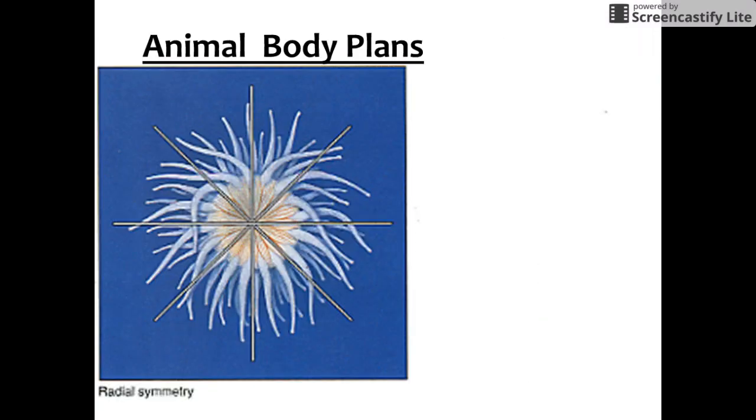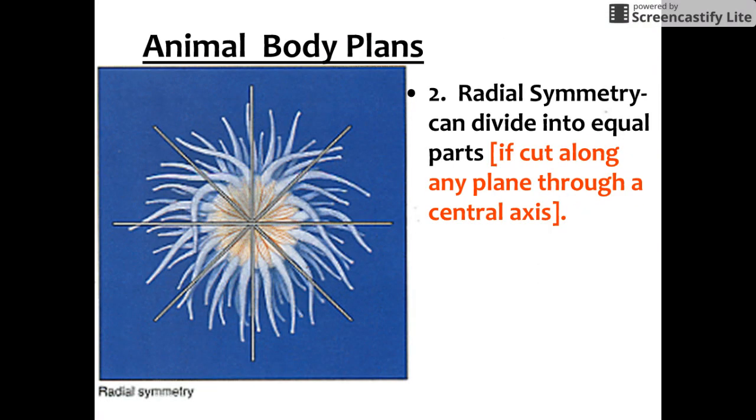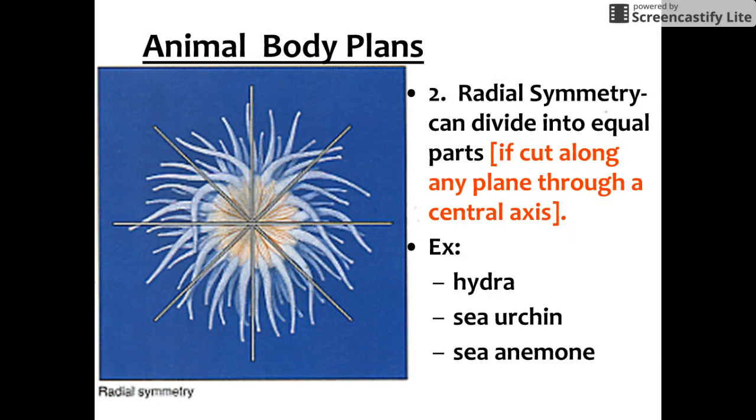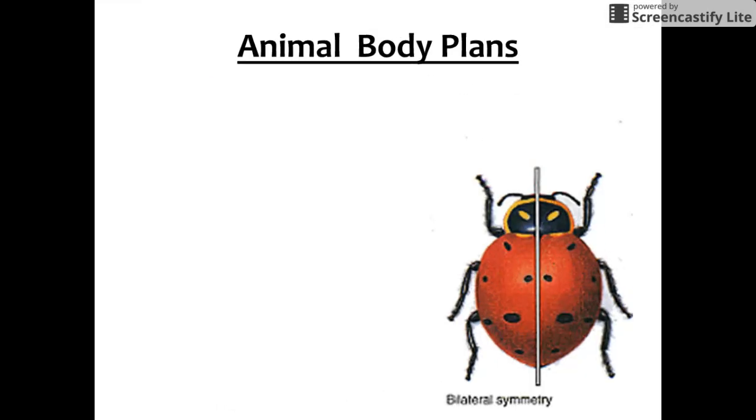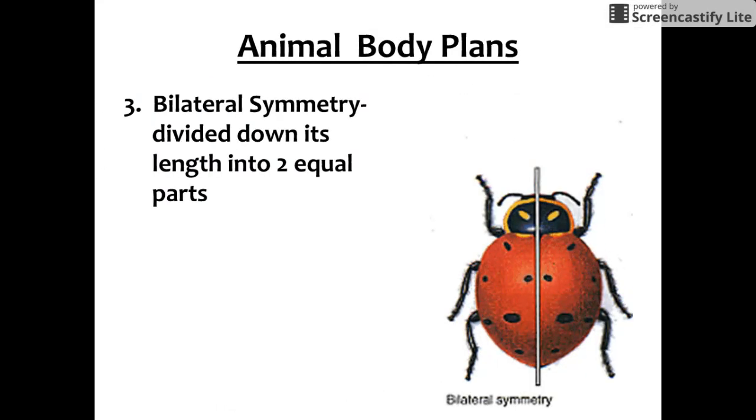Next is radial symmetry. These describe bodies that are round or tube-shaped with parts radiating out from a central point, such as the hydra, the sea urchin, or the sea anemone. I always say it's like a pizza. If you can cut the animal every which way and get the same half or slice every time, it is radial symmetry. Lastly, good old bilateral symmetry.